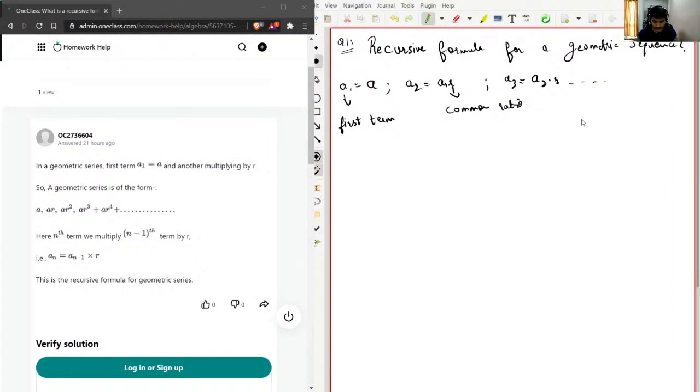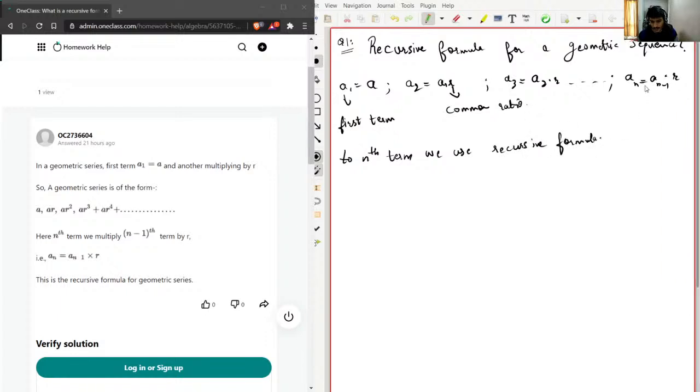Then we have the other terms, so it will go up to an, and that will be an minus 1 times again r. Now the recursive formula states that we need to calculate the nth term. To calculate the nth term, we use the recursive formula.